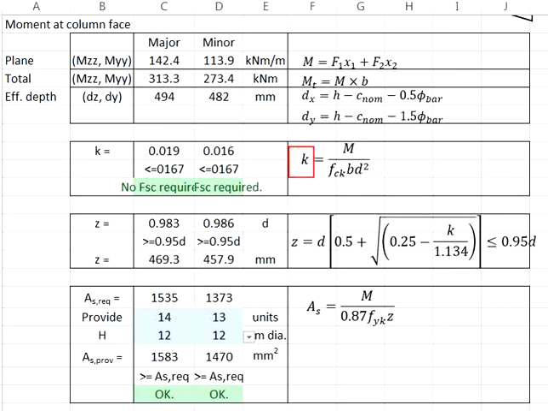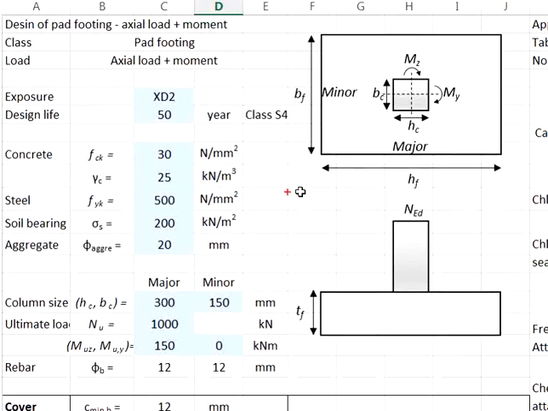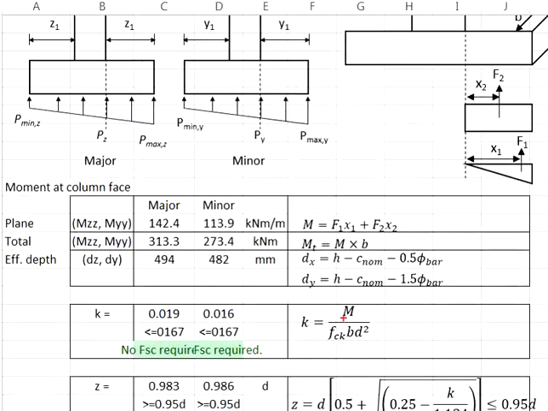First, we determine the limiting K here. Use this formula. You have the total moment calculated, divided by fck, which in this case is equal to 30 Newton per mm square. 30 Newton per mm square is the minimum concrete grade for foundations. You should not use a concrete grade less than 30 for a typical foundation. And then you have B and D square.